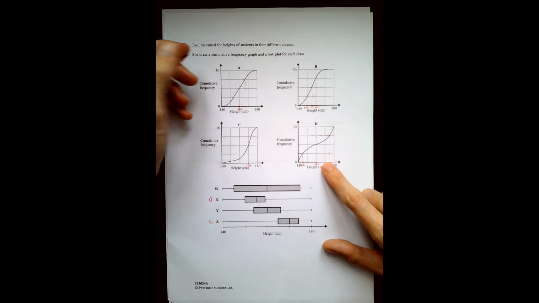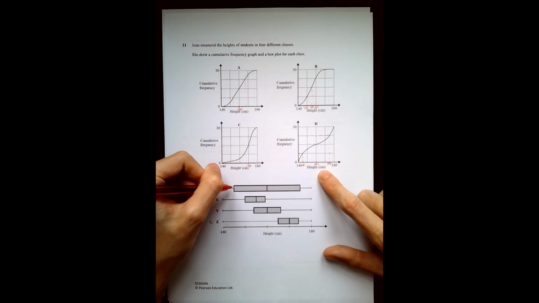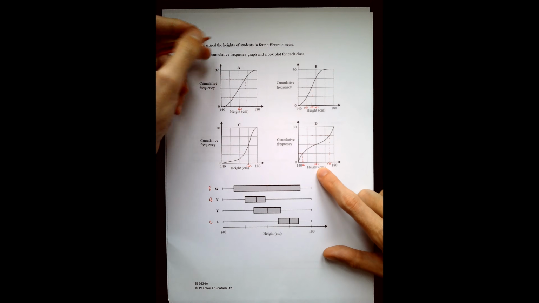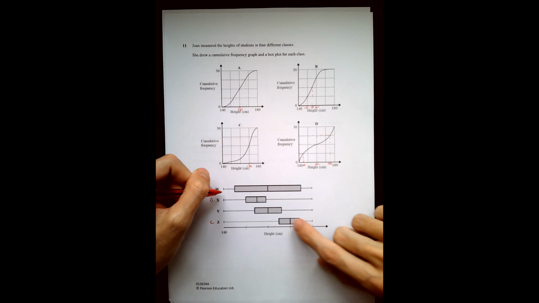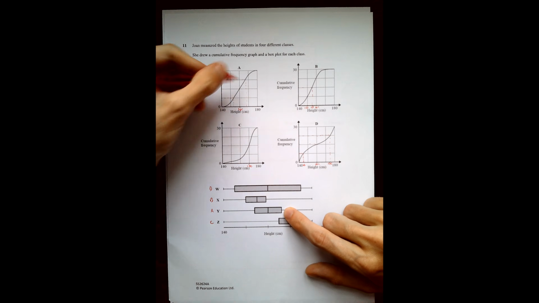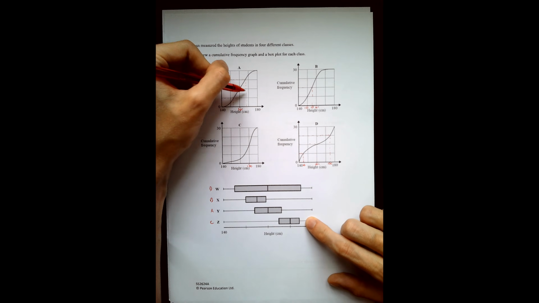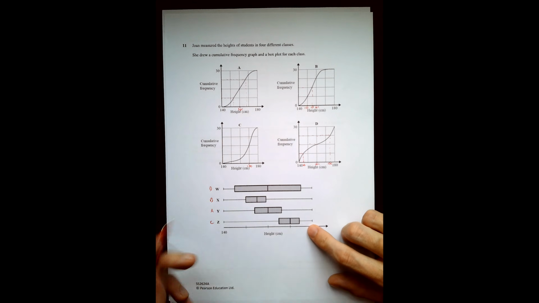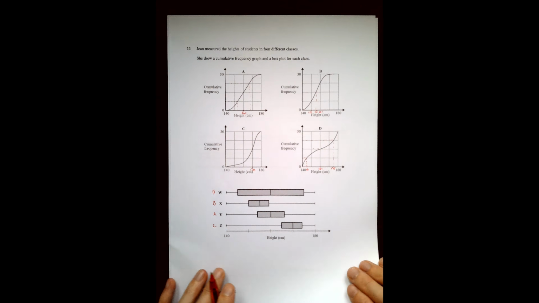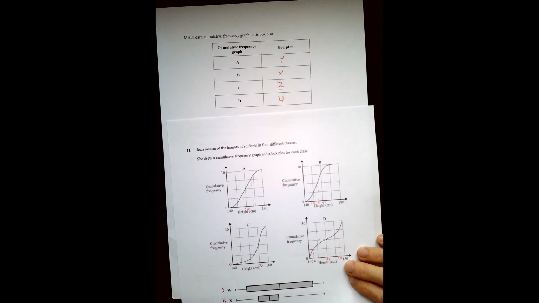175-ish. Now that from D suggests to me that D is going to be W, and then A is going to be Y. Okay, so looking at your lower quartile, about 154-ish, and the upper quartile about 165, 66-ish. Okay, so just fill those in, and then we're done. D is W, B is X, A is Y, and C is Z. Super.